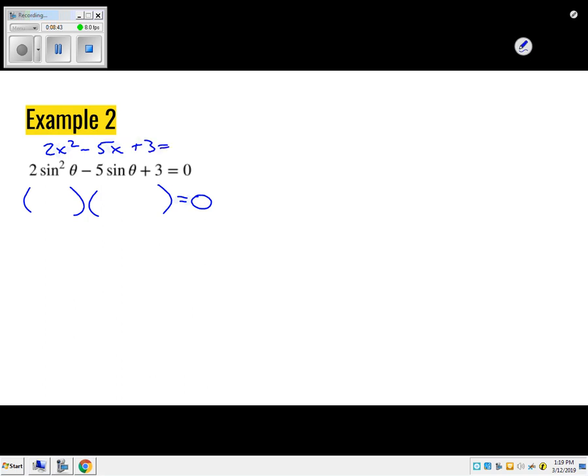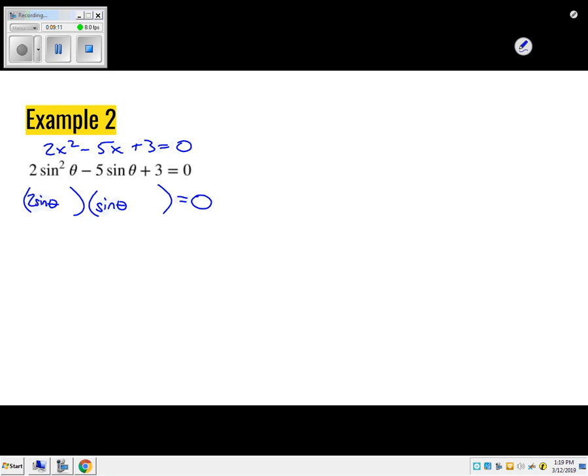Would this be easier to solve? No, it's the same thing. So how would I break apart this 2x squared? I would do 2x and an x, right? So I'm going to do the same thing with this 2 sine squared. I'm going to break it apart as a 2 sine theta and a sine theta. Just like I'm always solving for x in algebra, on these I want to solve for sine or cosine or whatever.